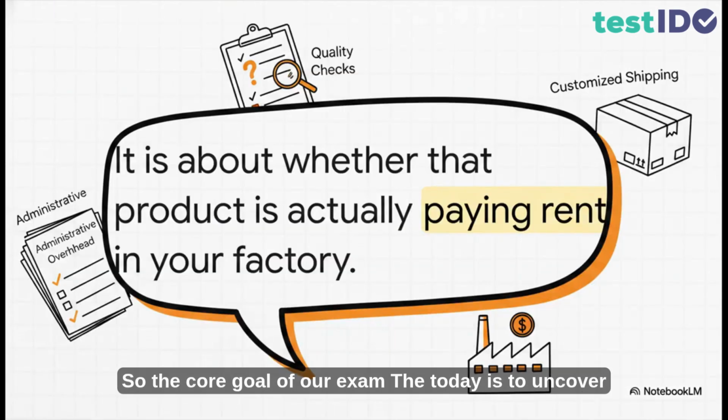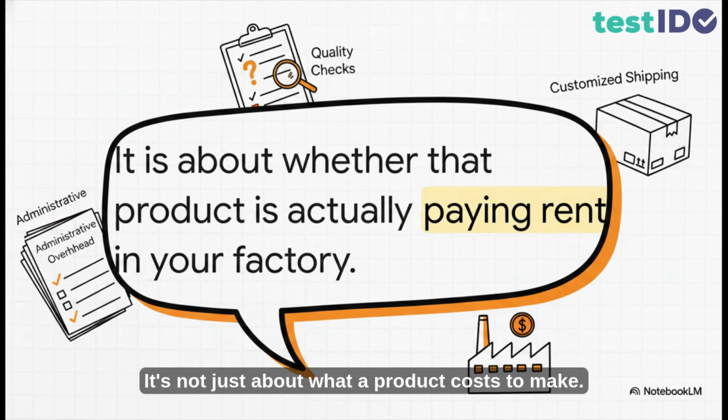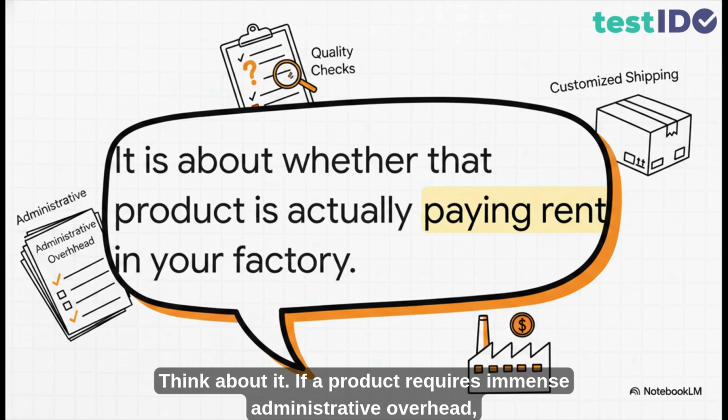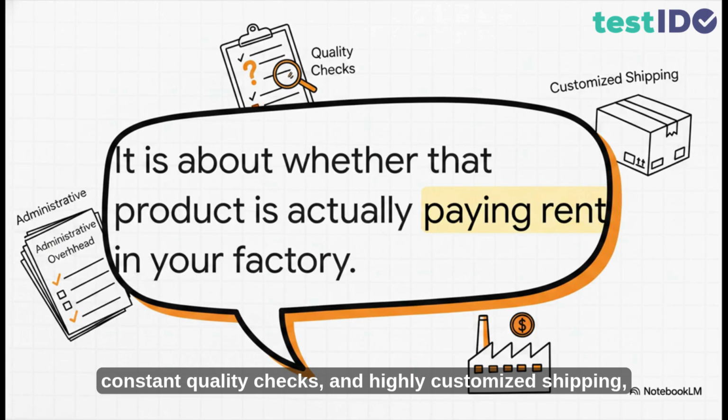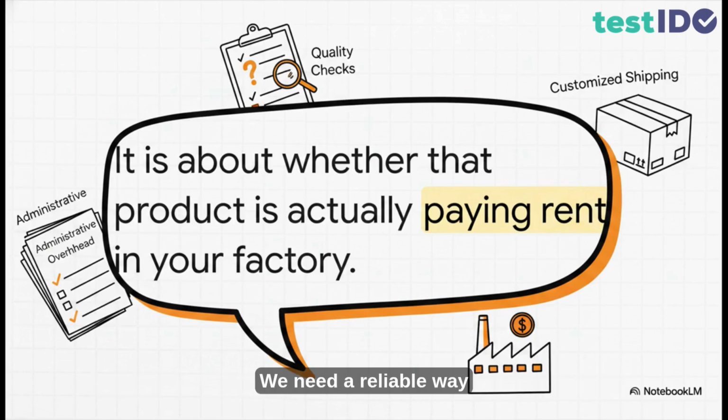So the core goal of our analysis today is to uncover the true economic contribution of every single unit you sell. It's not just about what a product costs to make. It's about whether that product is actually paying its rent on your factory floor. Think about it. If a product requires immense administrative overhead, constant quality checks, and highly customized shipping, well, standard costing might just miss all of that. We need a reliable way to see if it's truly carrying its own weight.